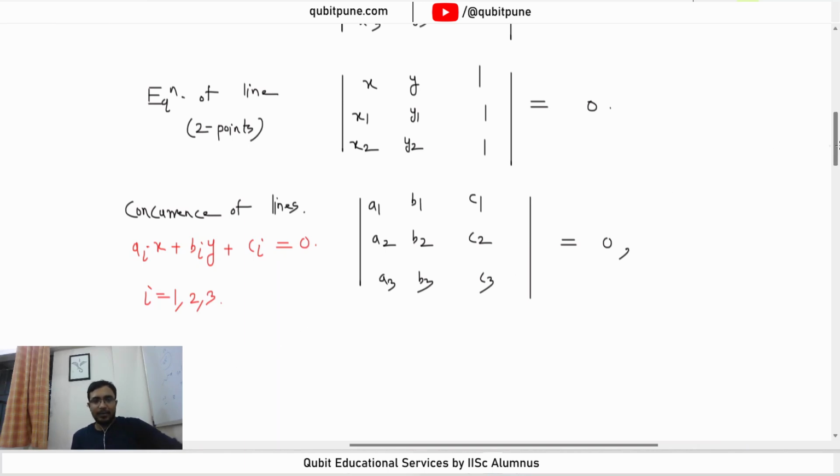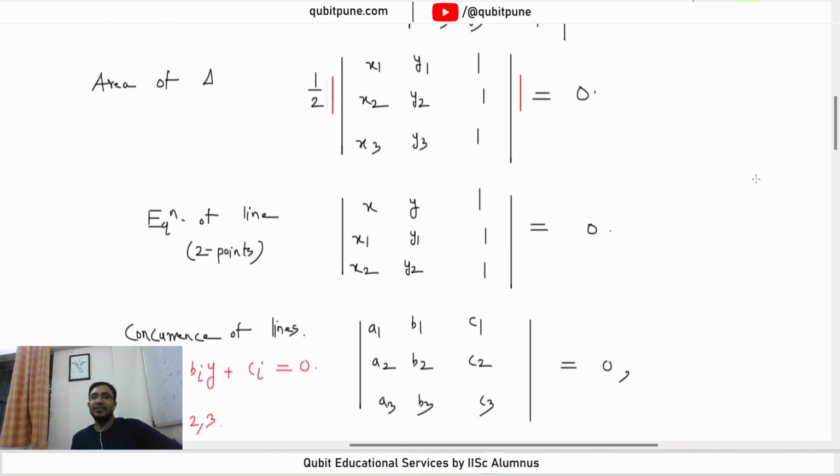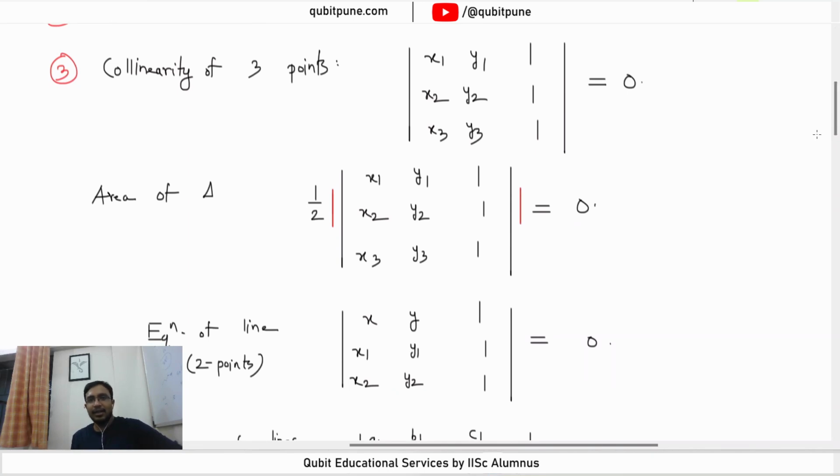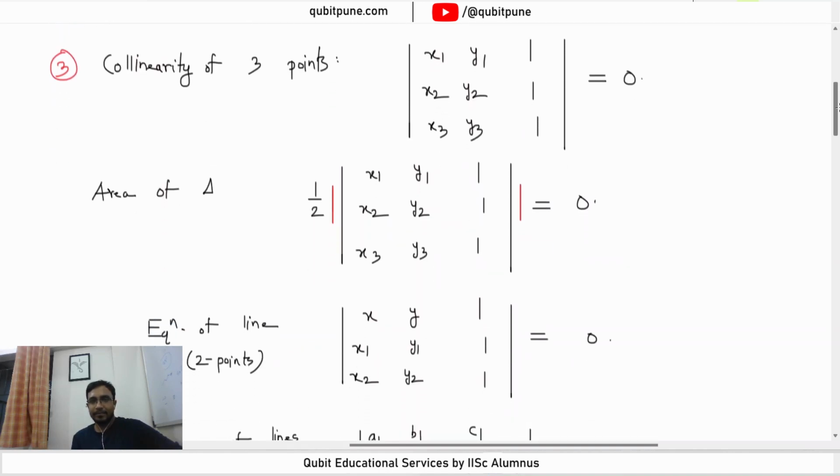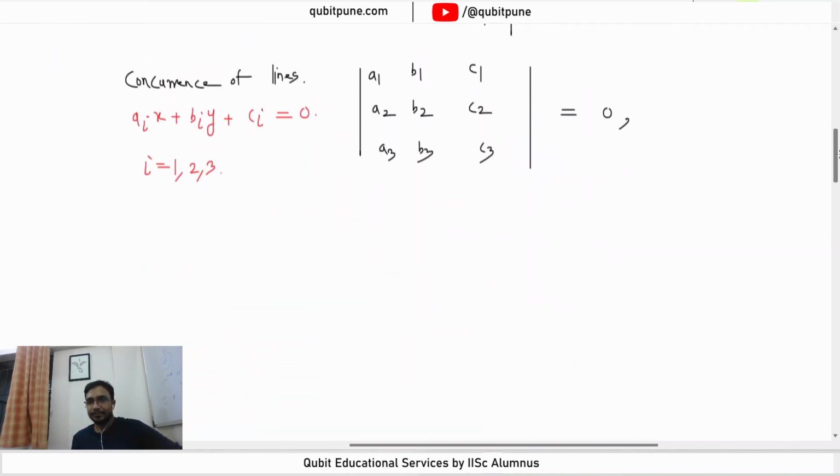Okay, these are some applications, and you can also extend them to 3 dimensions to get the equations of planes there. Okay, any other coordinate geometry application of determinants that you can recall or remember? Yes? There is an application in pair of straight lines. And what application is that?